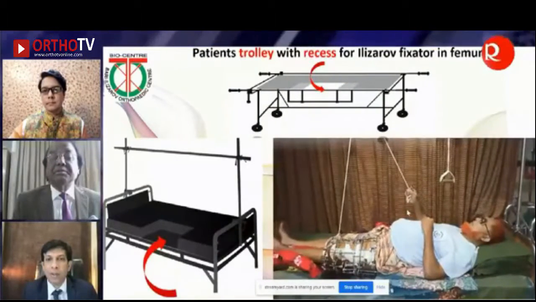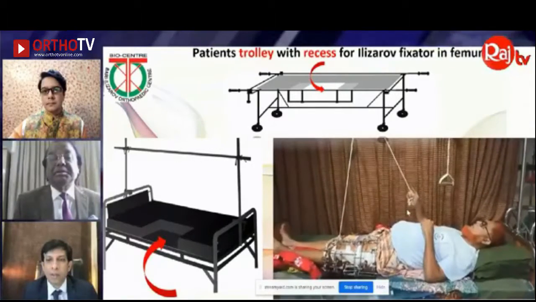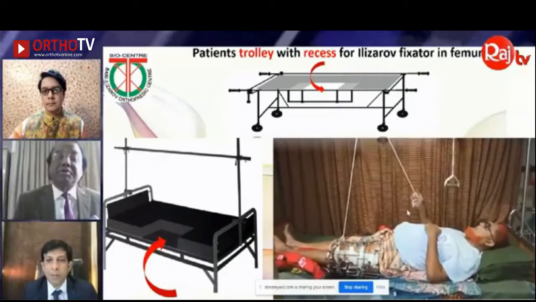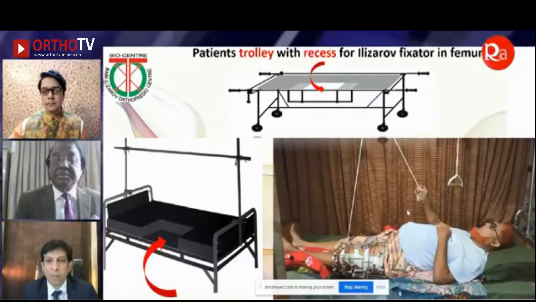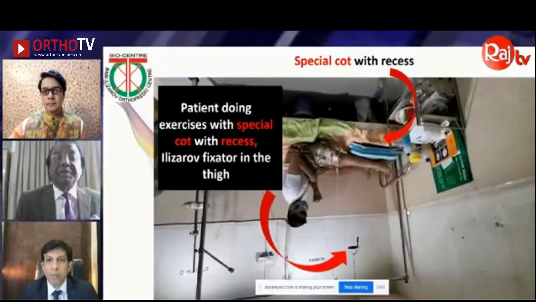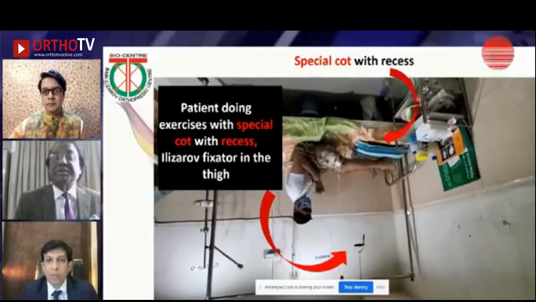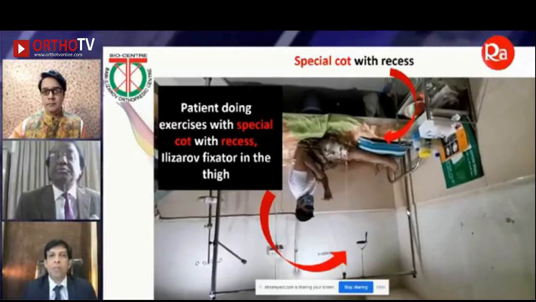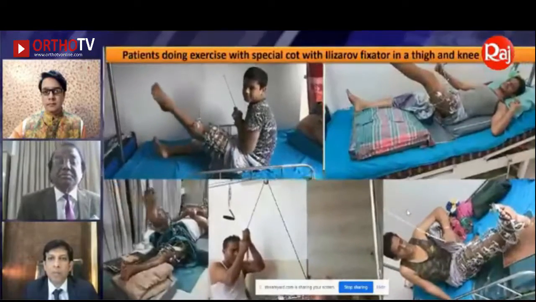And see, dear friends, with Ilizarov fixated in the femur, you must have this kind of cut, otherwise you cannot put Ilizarov. Space, recess, you can see here. And you see, the patient doing exercise with a special cut with recess. Ilizarov fixated in the thigh, a special cut with recess. You always advise your patient to go for exercises.